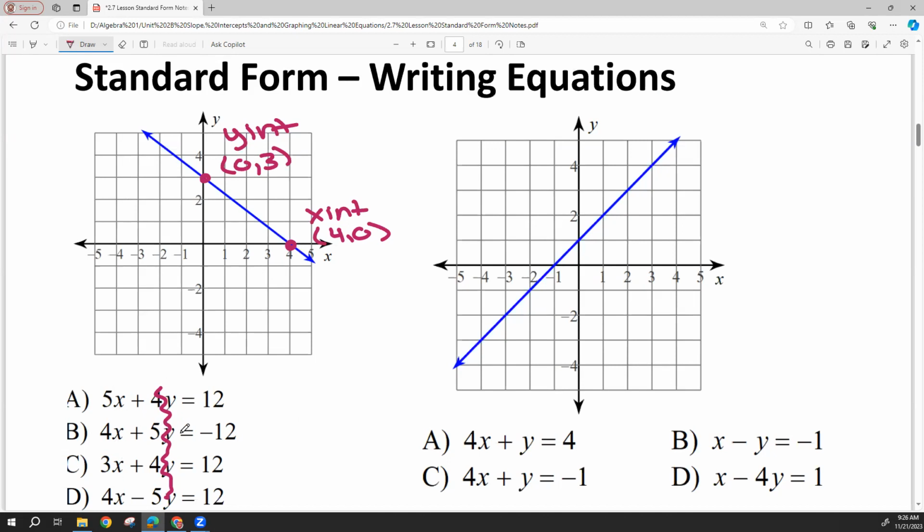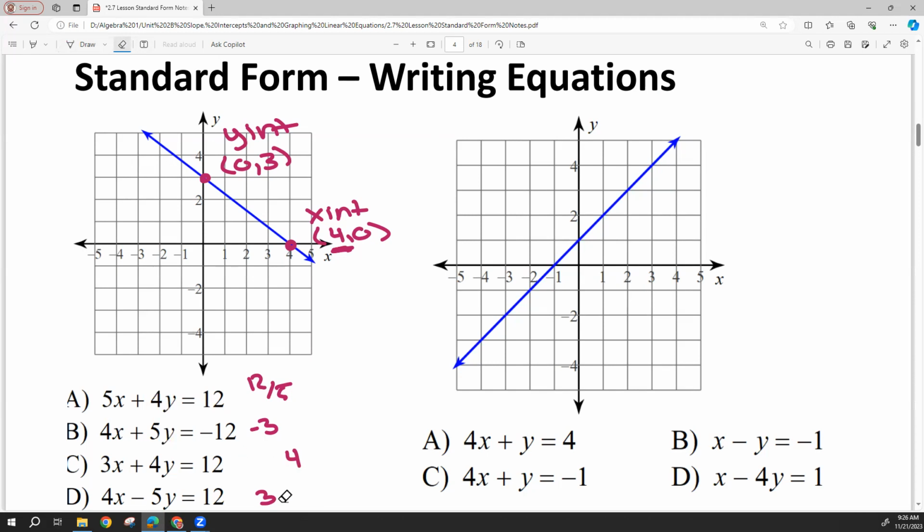So if we were solving these for x, the one where we get x equals 4 is C, where we would divide by 3. 12 divided by 3 is 4. -12 divided by 4 is -3. 12 divided by 5 is a fraction. 12 divided by 4 again is 3. So this is the one that would tell us x equals 4, which our x-intercept is 4.